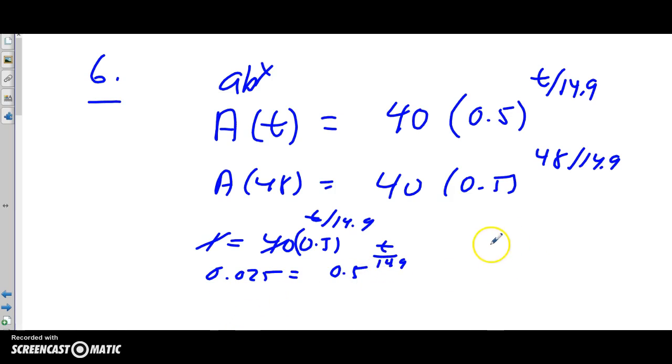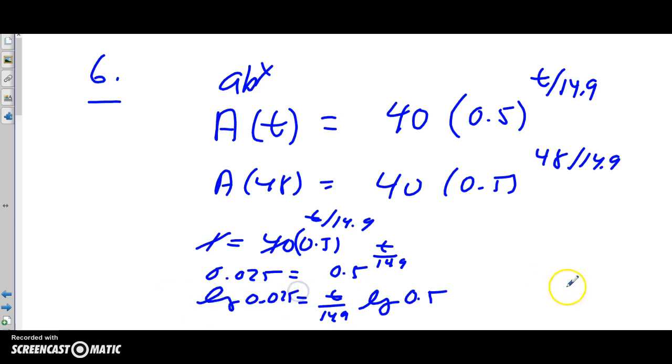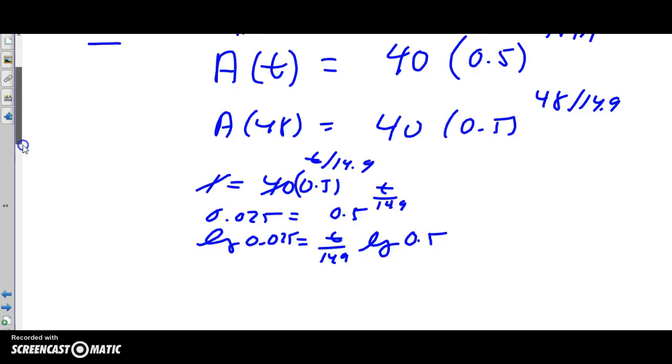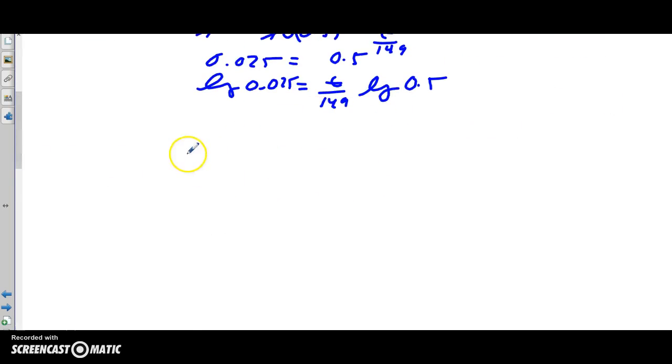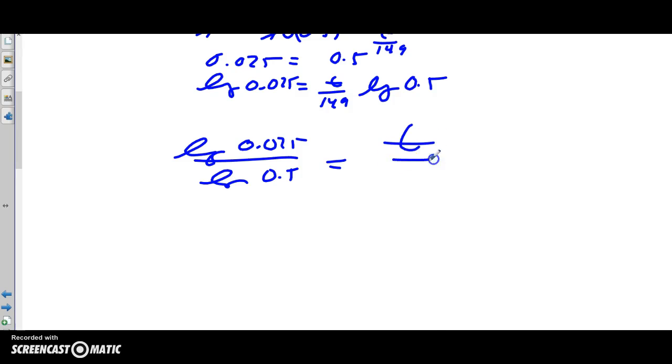And now I want to solve for T. I still do the same thing I did before. I take the log of each side. So that will be T over 14.9 times log 0.5. This is a little different, but we'll deal with it. Over, and then this side is log 0.025. And then next step, let me scroll down. My next step is the same as before. I go log 0.025 divided by log 0.5. So I'm bringing this over to this side, and now on this side, I have T over 14.9.